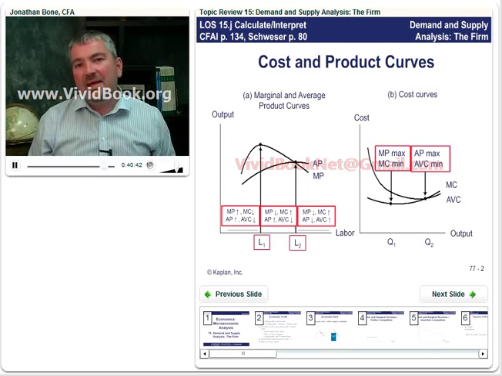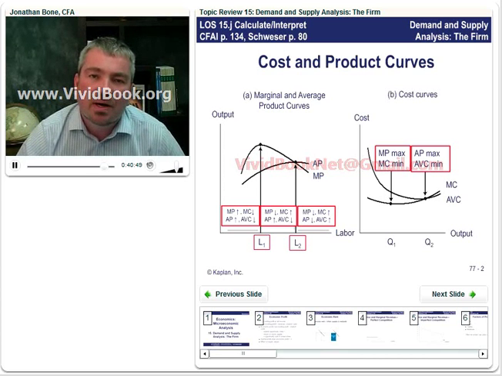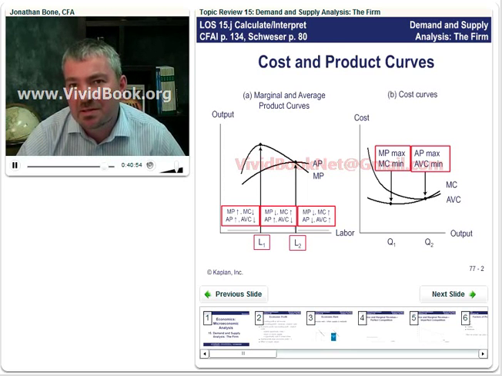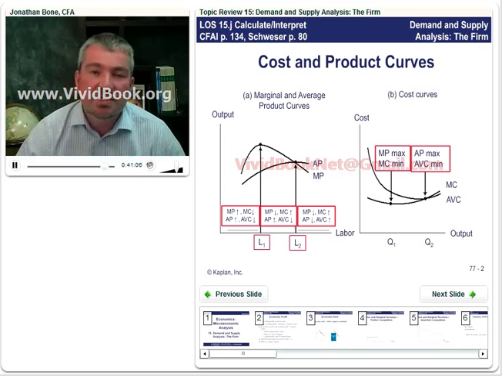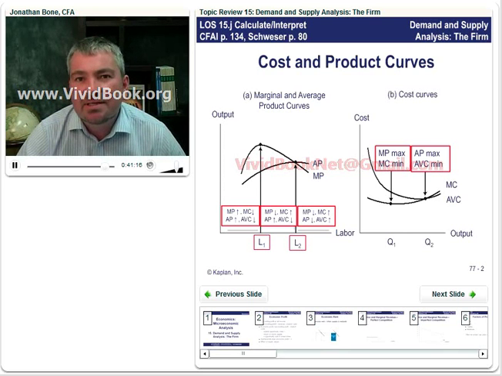Now, if we then increase our labour, so go from L1, between L1 and L2, notice that marginal product is now starting to fall due to diminishing returns. Now, as marginal product starts to fall, marginal cost is now going to start to rise. The additional cost of producing your output is going to start to rise because labour is exhibiting diminishing returns. Now, notice between L1 and L2, the marginal product is still greater than the average product, so as we produce, average continues to rise.